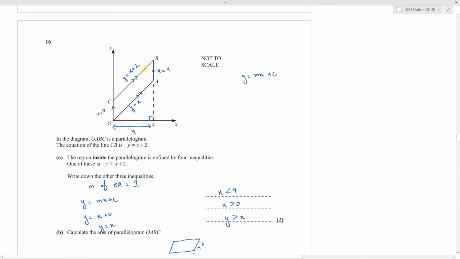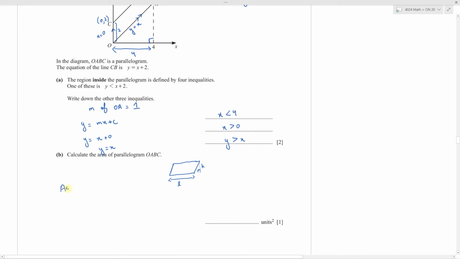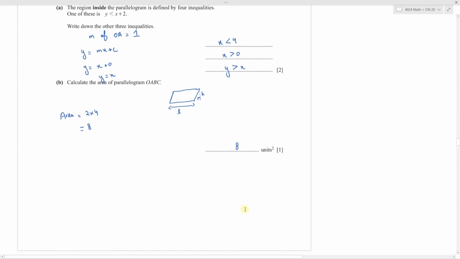We know that the equation of this line CB is y equals x plus 2. So 2 is the y-intercept. That means the coordinates of C are 0 as the x coordinate and 2 as the y coordinate. And this is the origin. So this length here will be 2, multiplied by the perpendicular height of the parallelogram, which is 4. So your area here will be 2 times 4, which is 8 unit square. So 8 unit square will be your area.